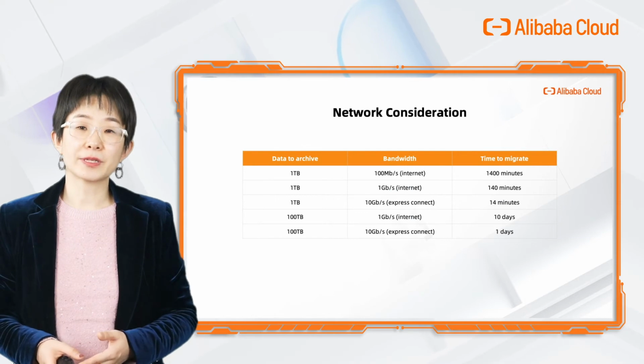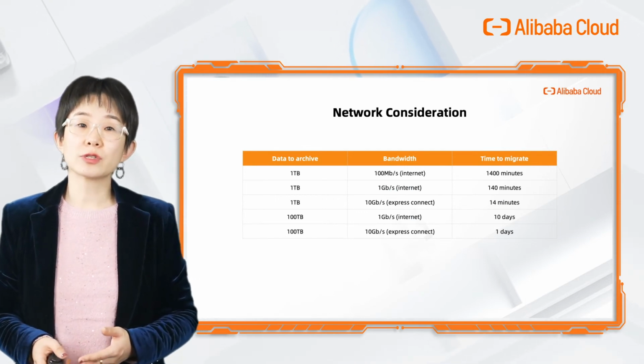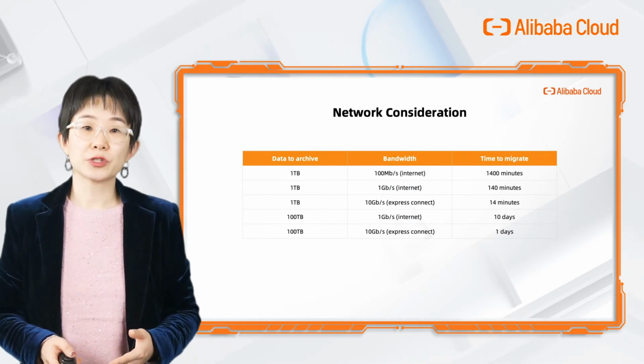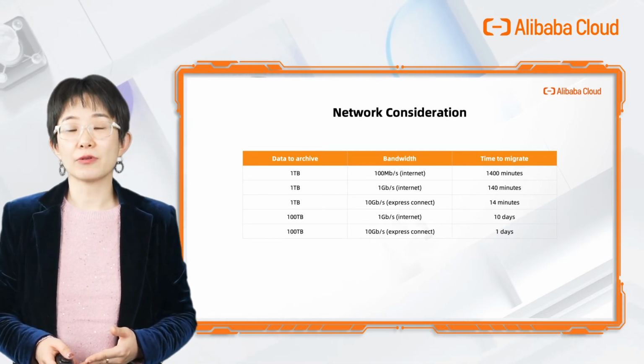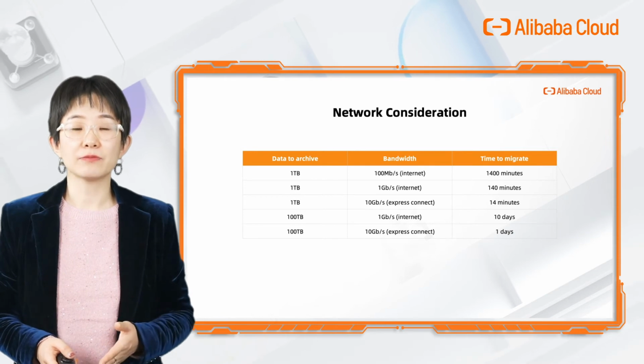For data archive besides OSS, you need to choose the proper networking to fit your business requirements. This table shows how the size of the file and bandwidth impact the time for migration.